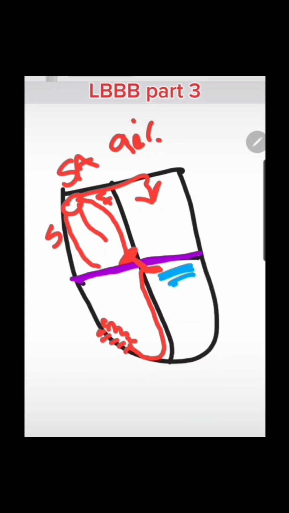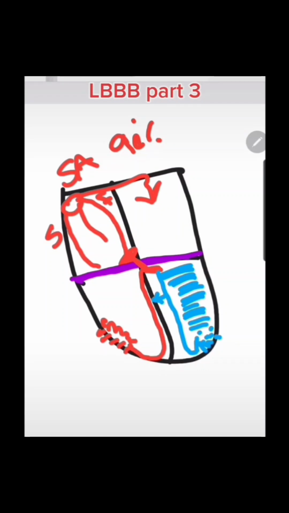The posterior fascicle covers the posterior aspect of the left ventricle, the anterior fascicle comes down and terminates into the Purkinje fibers, and then finally the intraventricular septal fascicle depolarizes the intraventricular septum. This becomes extremely important when we talk about the left bundle branch.